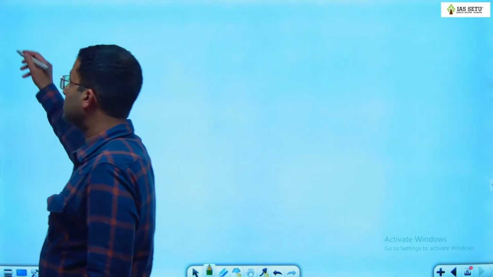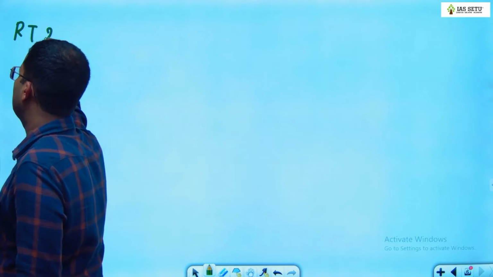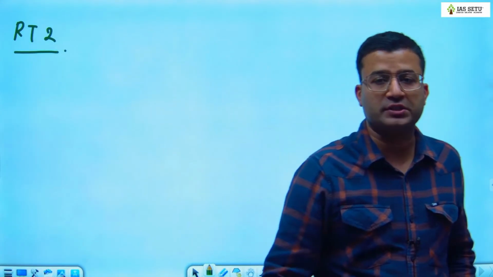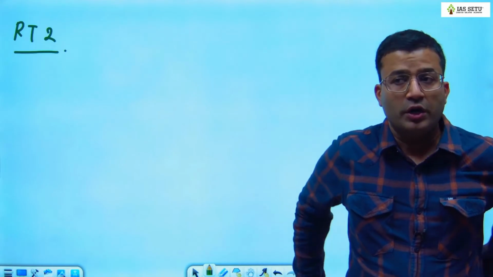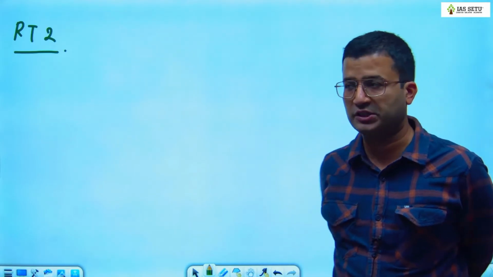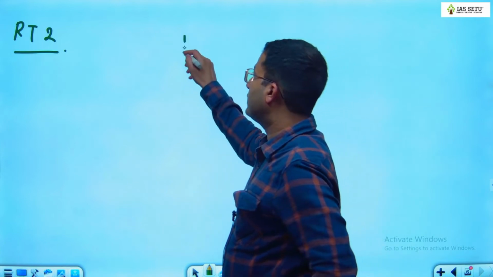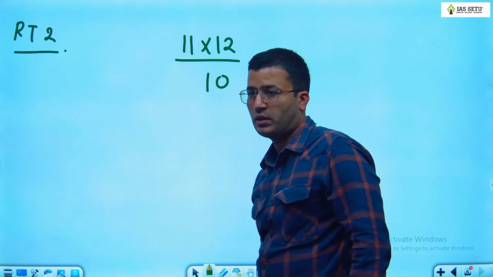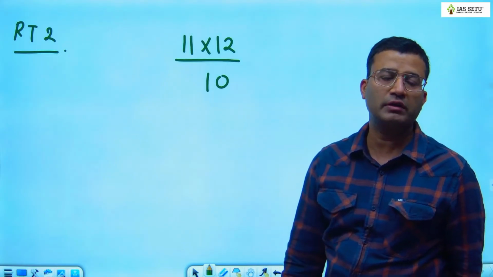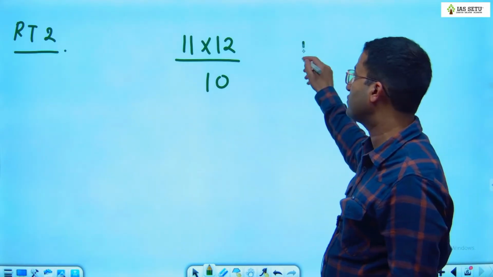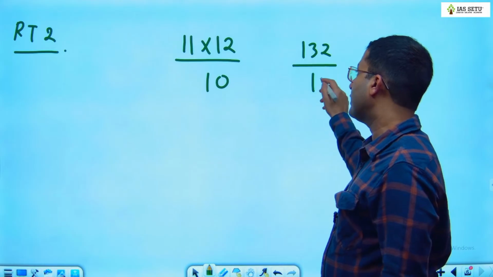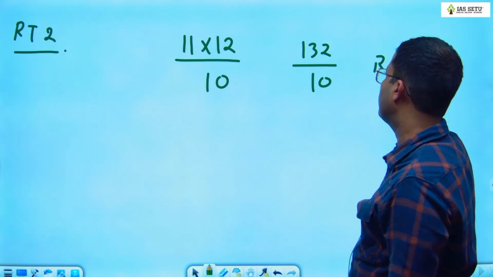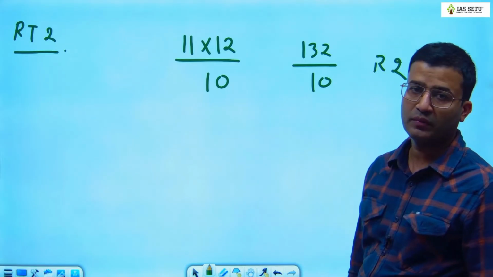Now next is remainder theorem 2. Remainder theorem 1 is for addition, जहाँ पे addition दिया. Remainder theorem 2 for multiplication. Like here, 11 into 12 divided by 10. You can multiply. 11 into 12 is easy. 11 into 12 is 132. And when you divide it by 10, you can say our remainder is 2. 132 divided by 10, remainder is 2.